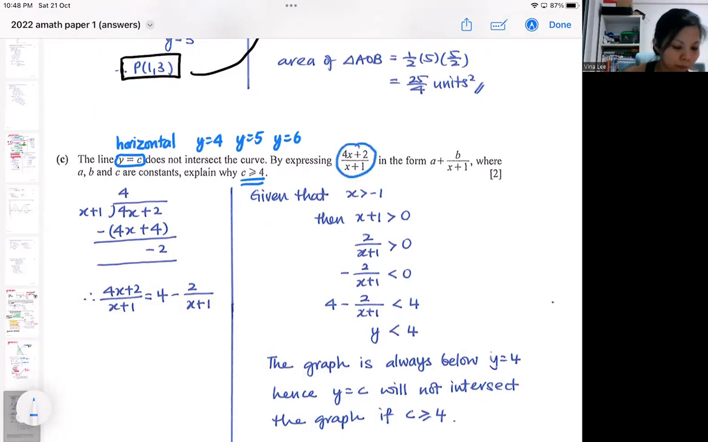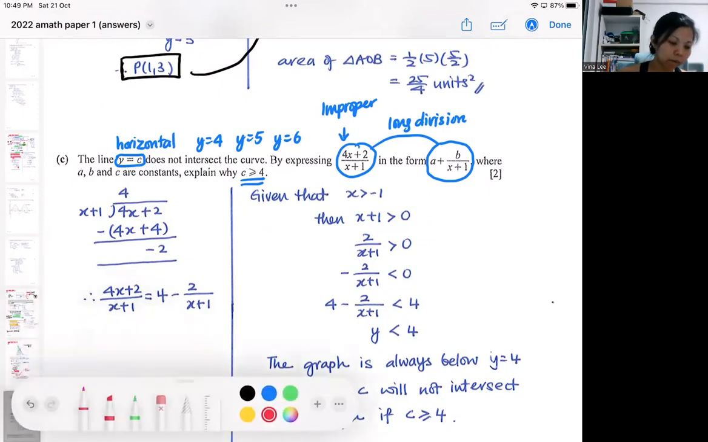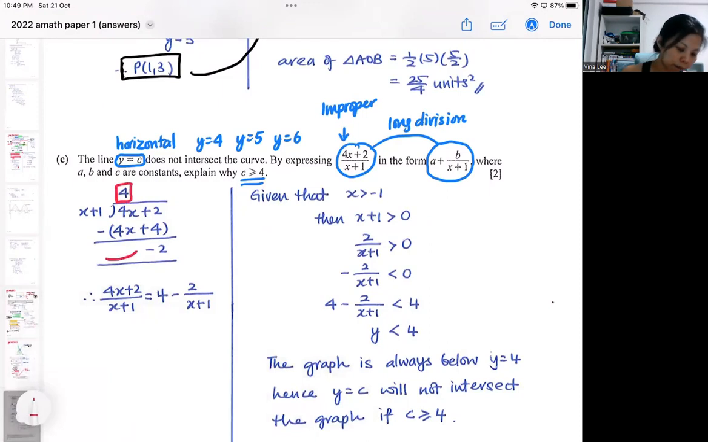This one appeared a few times over the past O-level questions. To do this, it is a long division, because it's an improper fraction. The numerator is degree 1, and the denominator is also degree 1. So you just do a long division. After you do the long division, this will be the quotient, and this will be the fraction. This one will be the proper fraction already.